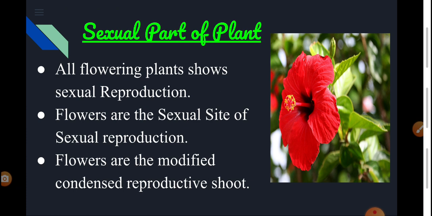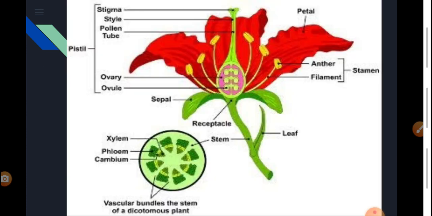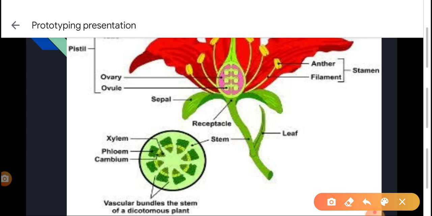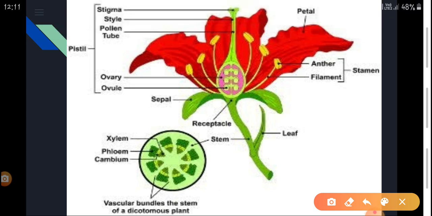The sexual part of a plant is the flower. We can see the sexual reproduction inside the flower. So the flower is the sexual side of the plant, and flowers are modified condensed reproductive shoots. This is the structure of a flower. We can see here different parts of the flower. Four important parts are present: calyx, corolla, androecium and gynoecium.